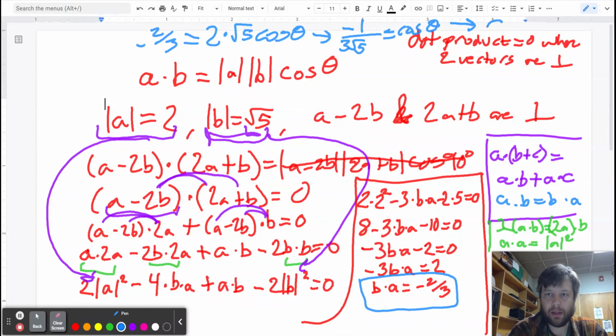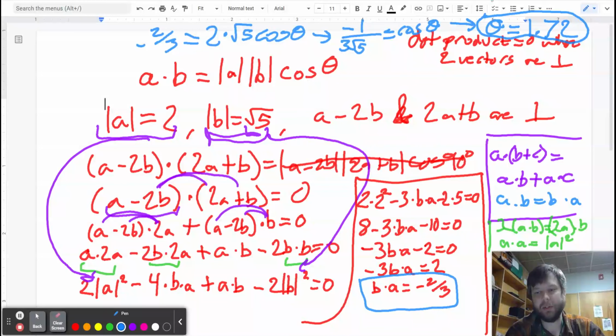So by the way, I knew that it was going to be an obtuse angle. I want you to think about how I knew it was going to be an obtuse angle. And the reason is, as soon as I had cosine of theta equals a negative value, I knew I had to be in the second quadrant. I knew I had to be over 90 degrees. In other words, bigger than pi over 2. And so pi over 2 is about 1.5. So that makes sense that it'd have an answer of 1.72.